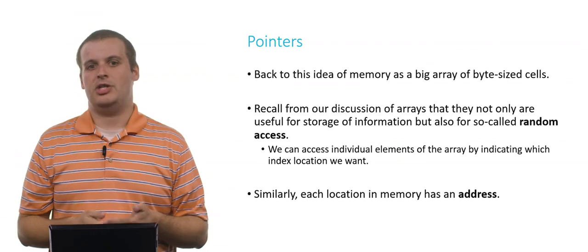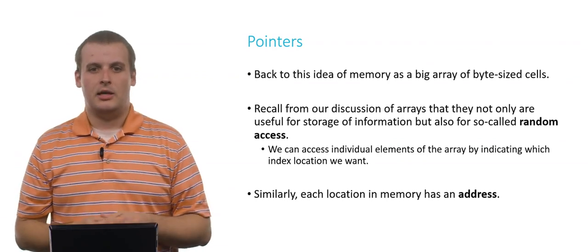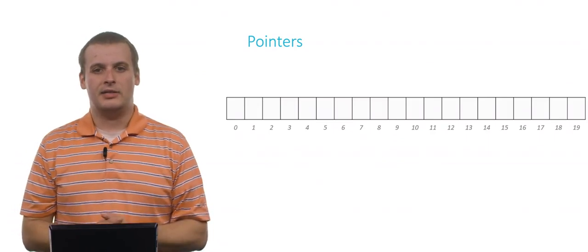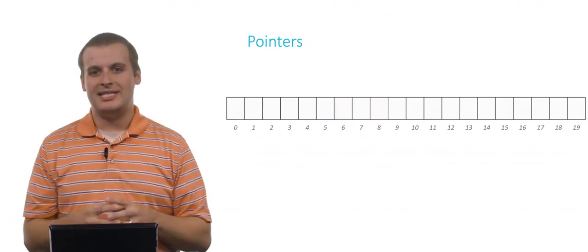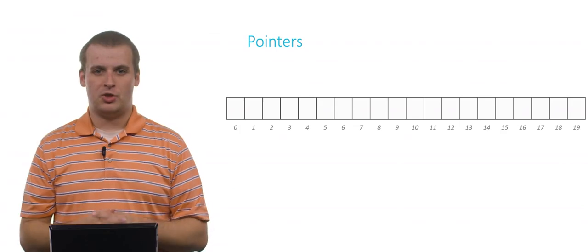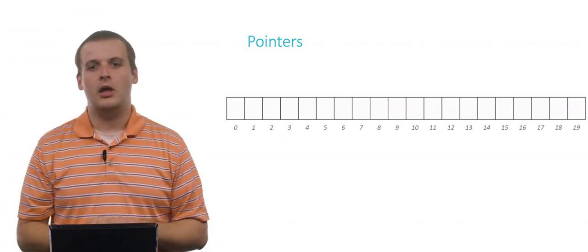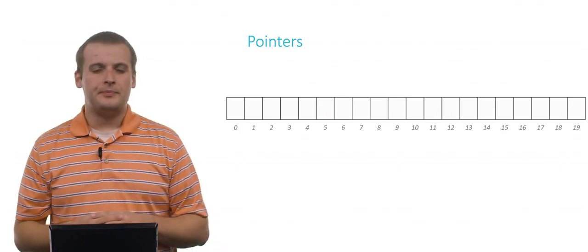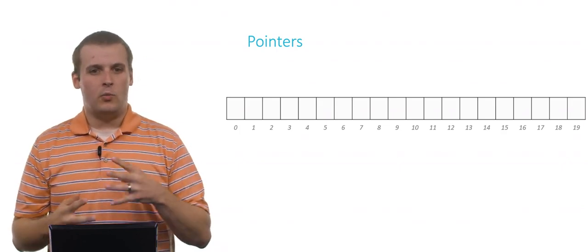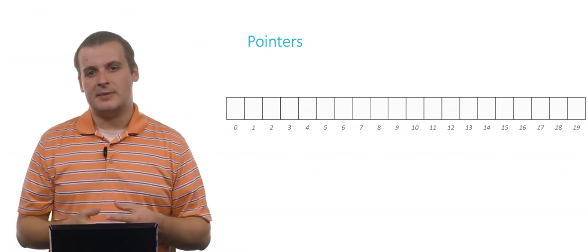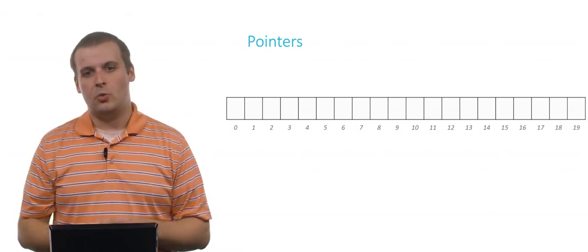Similarly, every location in memory has an address. So your memory might look something like this. Here's a very small chunk of memory. This is 20 bytes of memory, the first 20 bytes, because my addresses there at the bottom are 0, 1, 2, 3, and so on, all the way up to 19. And when I declare variables, when I start to work with them, the system is going to set aside some space for me in this memory to work with my variables.